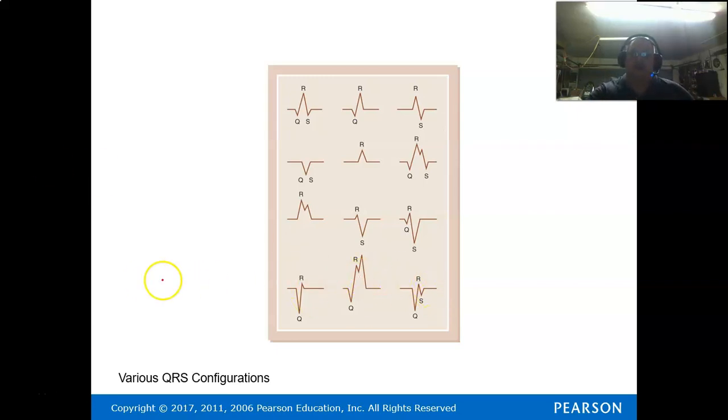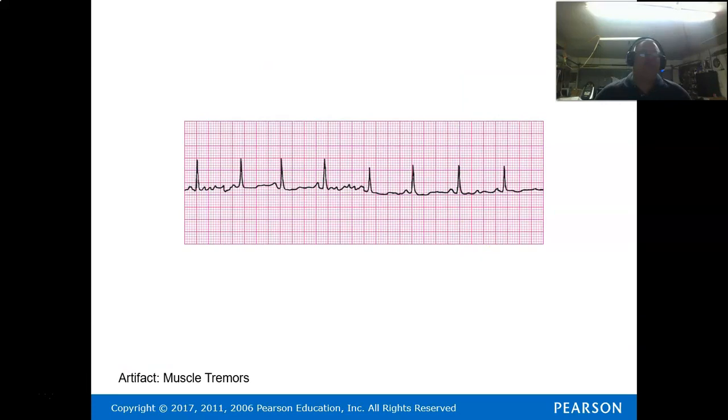Pretty much, by the way, if you've got the notches there, I can guarantee you they're not going to be a normal QRS complex. Most of the time, they're going to be wider than 0.12. All right, usually it's indicative of some sort of previous heart damage that has gone on.